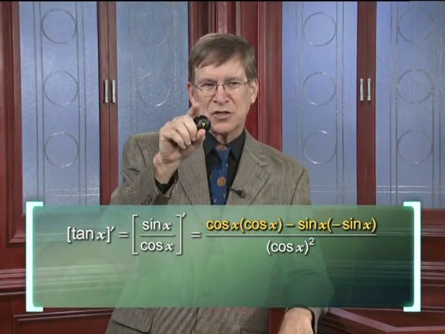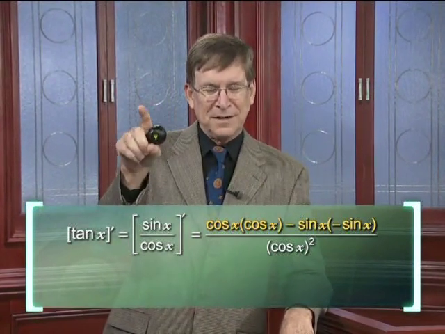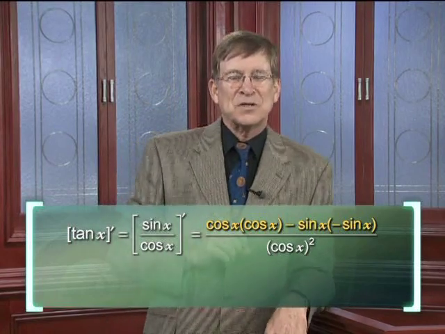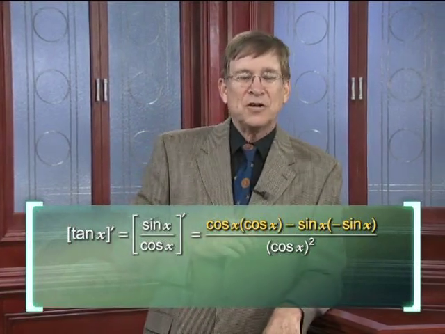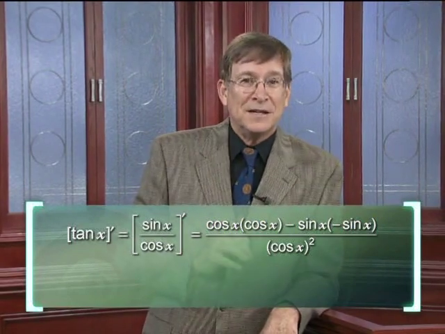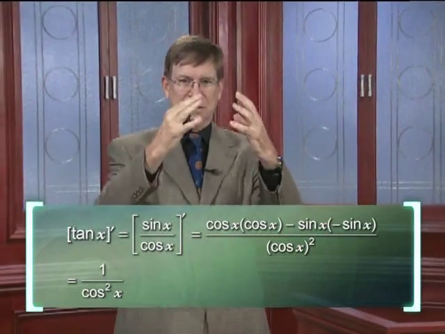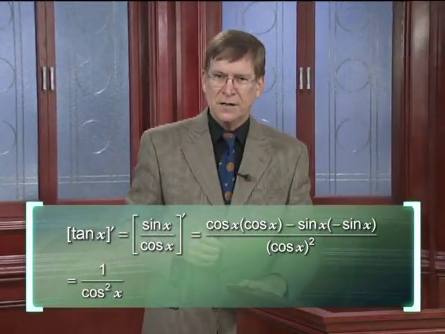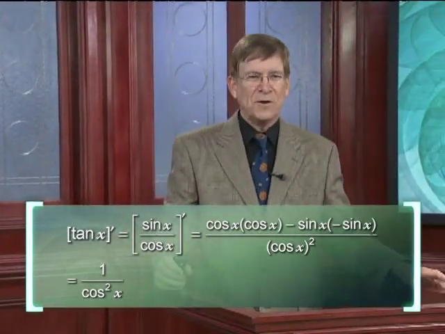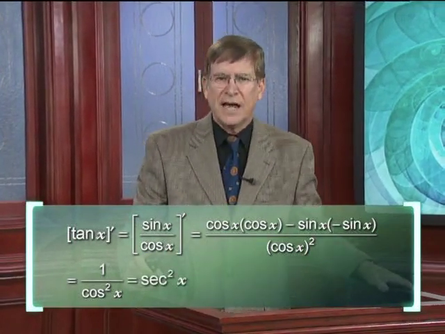That's cosine squared plus, minus minus makes plus, plus sine squared, isn't it? And what's cosine squared plus sine squared? That's our fundamental trig identity. It's 1. So the numerator collapses to become 1. And our formula is now 1 over cosine squared, which they usually write as secant squared.